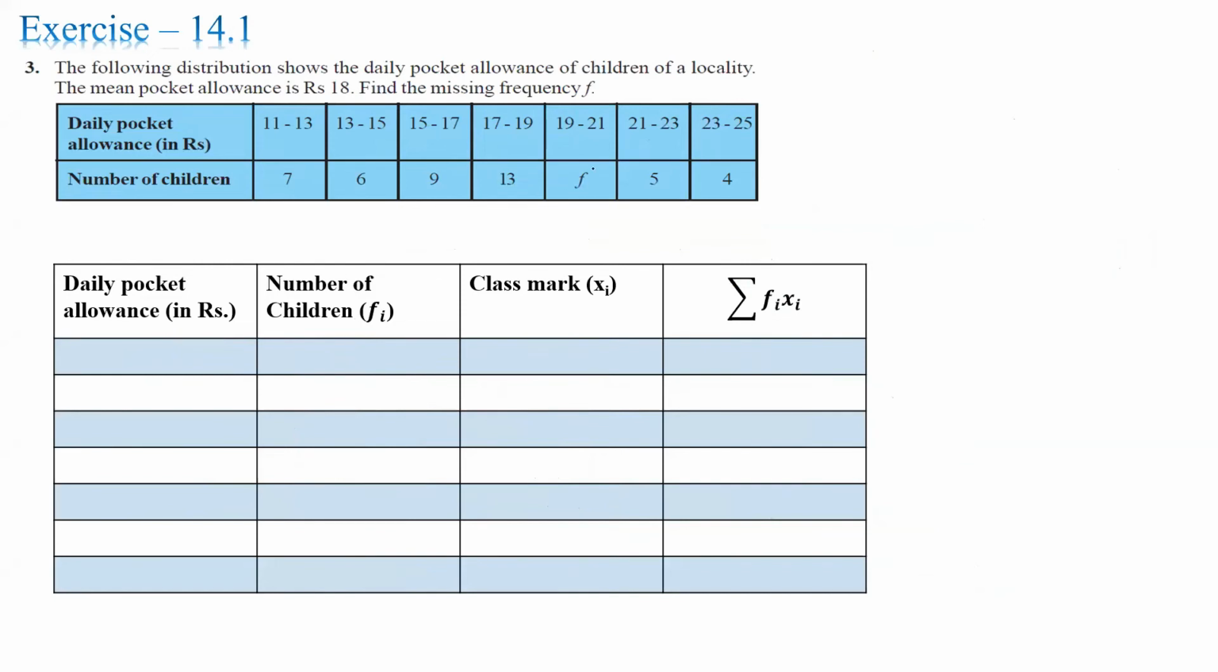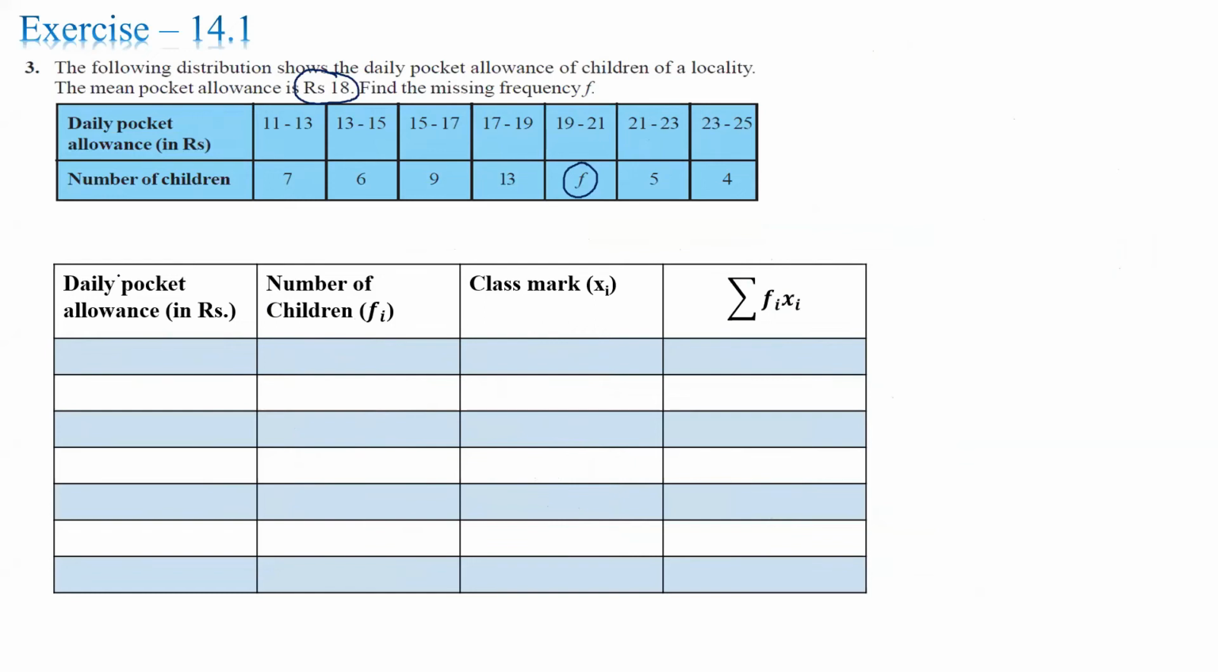Next one, we have to find the value of f here now. What they have given is the mean pocket allowance, rupees 18. That means mean is given to us. Okay. Now how we will do it?